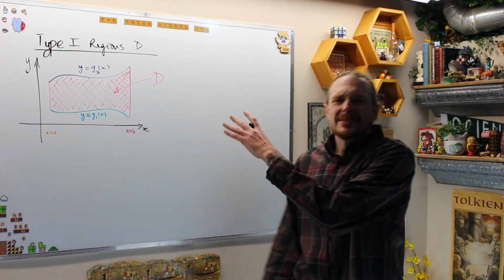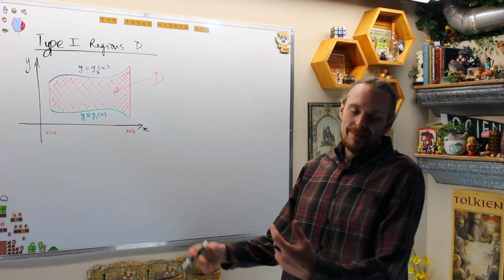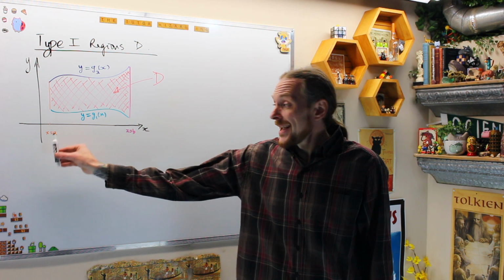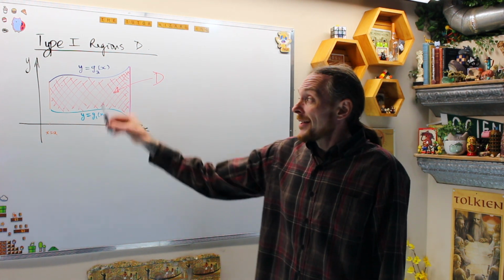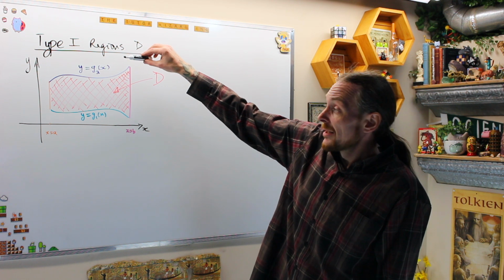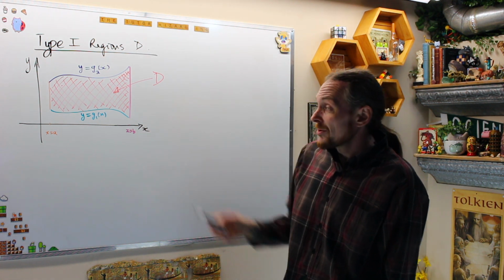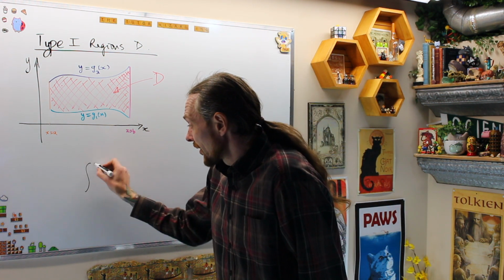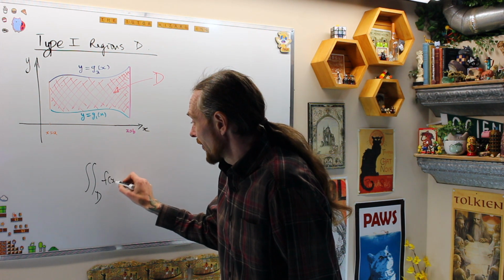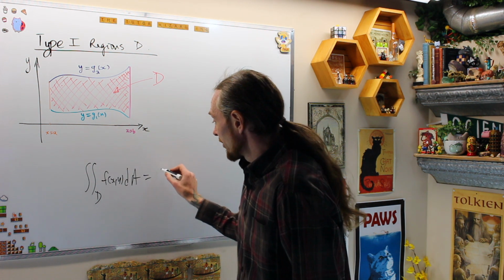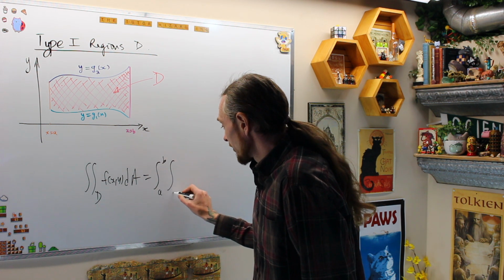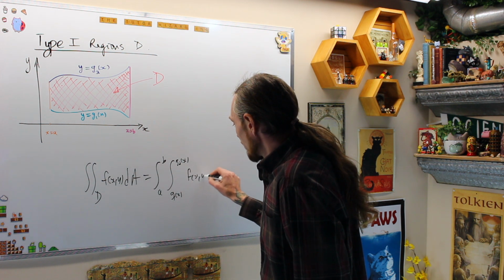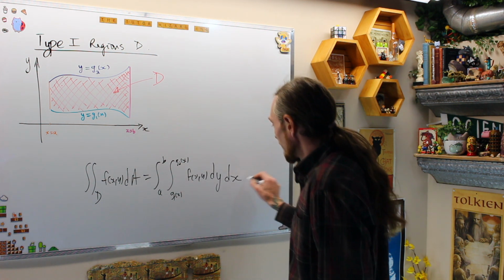Let's do that. We're going to consider two main region types. A type 1 region is one where we can phrase the region as going from two vertical lines, x equals a to x equals b, with the region stuck between two functions, y equals g1 of x and g2 of x. Then the double integral over the region D of f of x, y, dA is the integral from a to b of the integral from g1 of x to g2 of x of f of x, y, dy, dx.